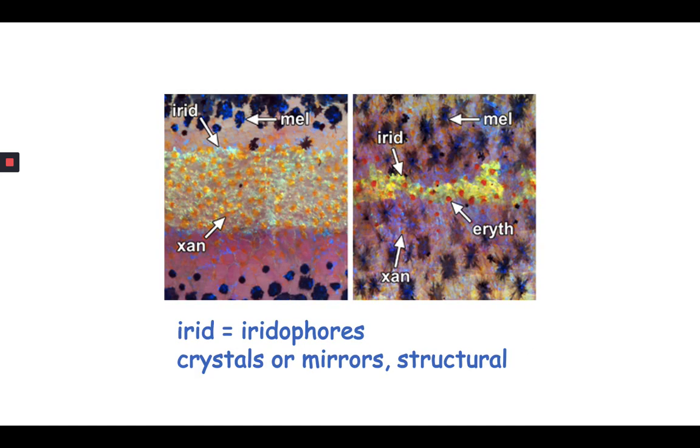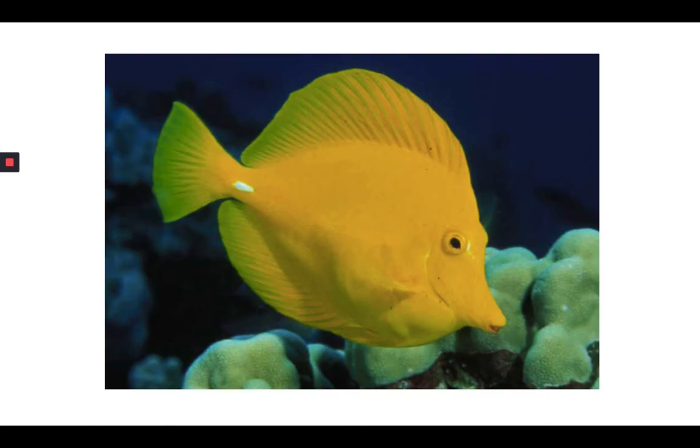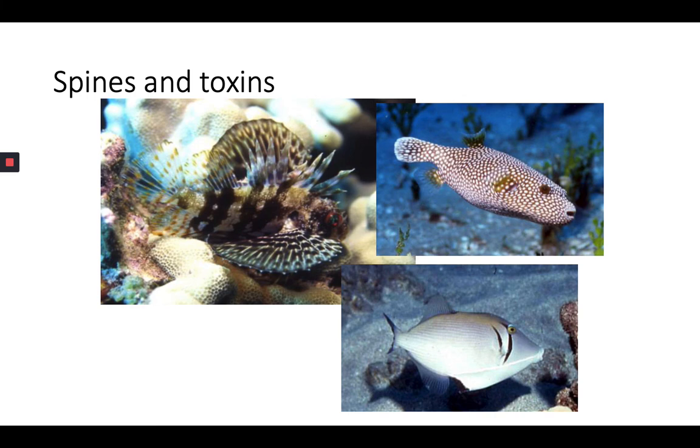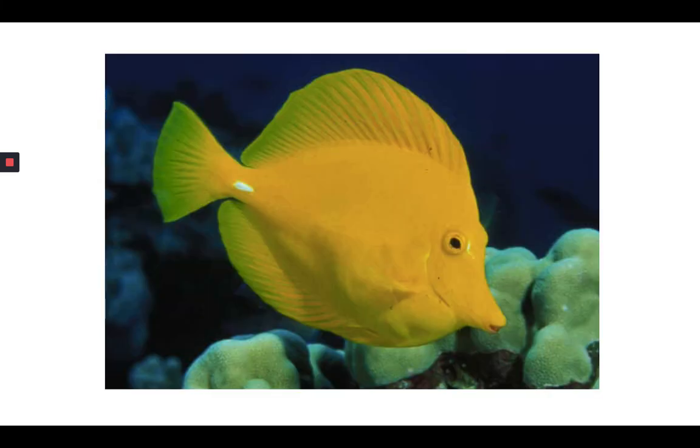Iridophores are another kind of cell that are in fish's skin, and these are like crystals or mirrors. They're a structural part of the skin, and they are shiny. So sometimes you see fish that are very shiny, which is not that one. Okay, and they can use those to change colors, the chromatophores.